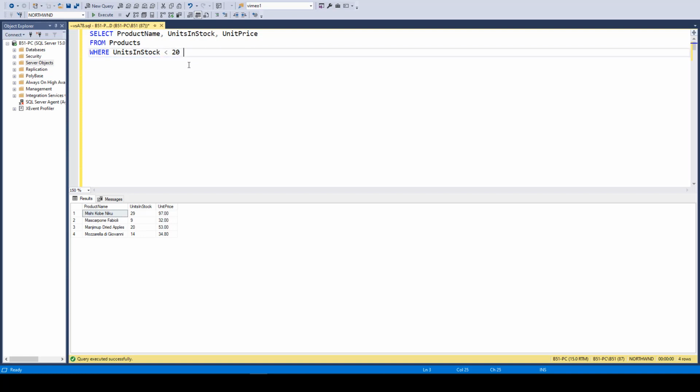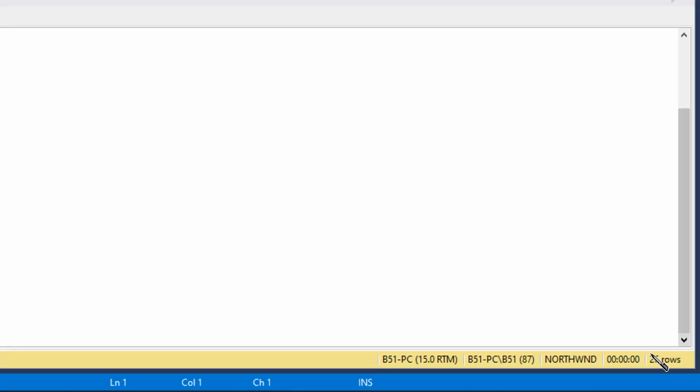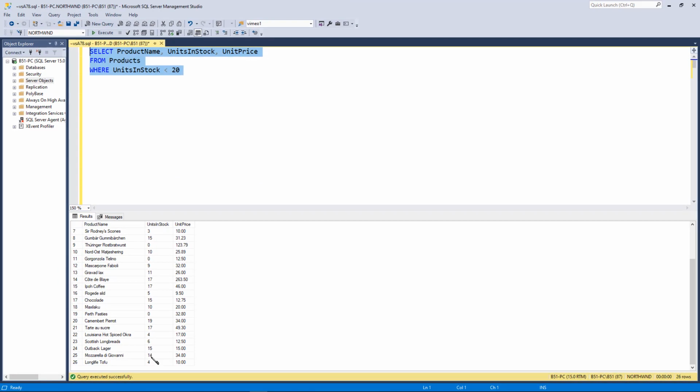So if we run only the second condition, let's look at these 2 tables. Let's go to the Mascarpone Fabioli, and we see that we get this row also in the second one because the units in stock are lower than 20. And if we look at the Mozzarella di Giovanni, we get 14. We get this row also in these 26 rows because 14 is lower than 20. But we don't get the other 2 rows because the units in stock are not lower than 20.